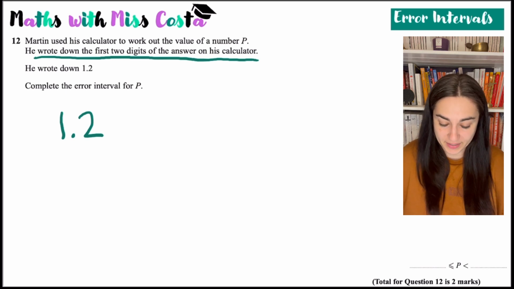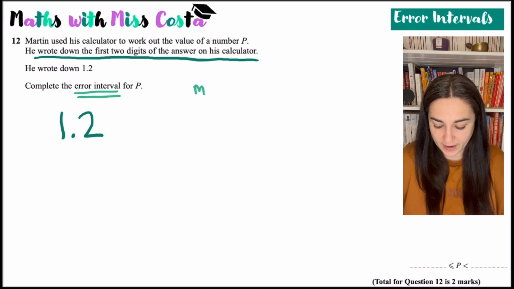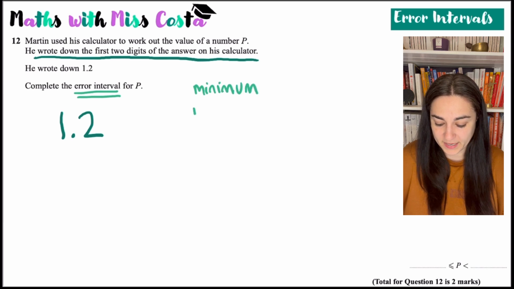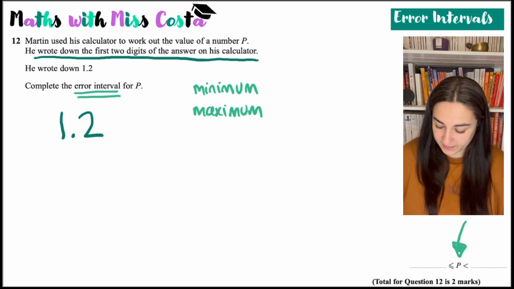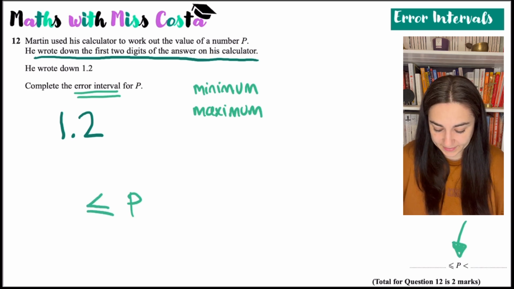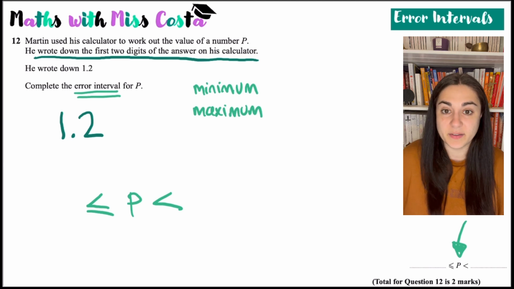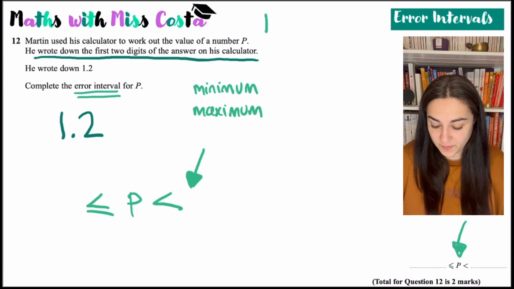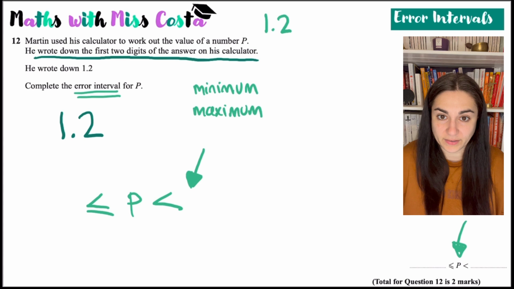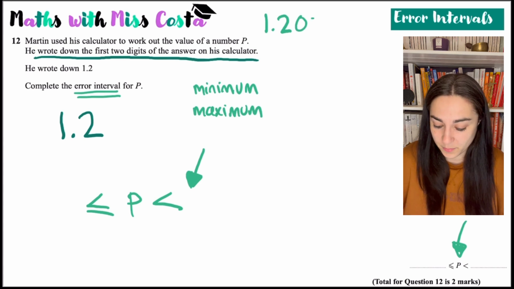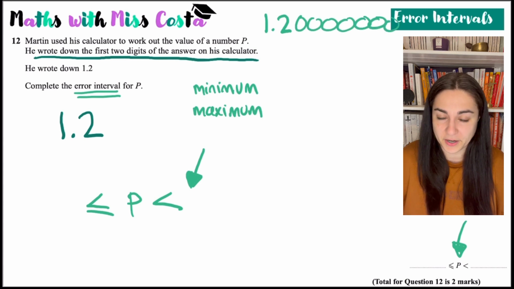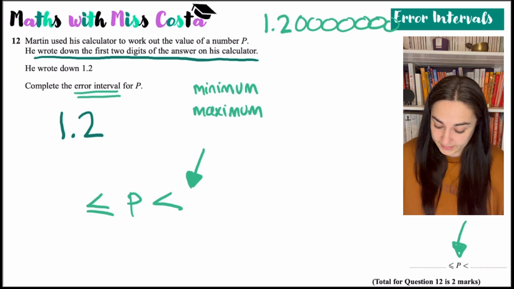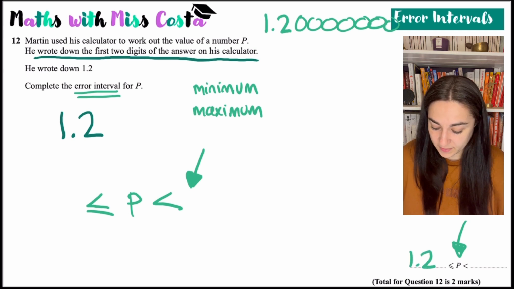And we need to complete an error interval for p, which means we need to figure out the minimum possible value that it could have been and the maximum possible value that it could have been. Now, if we look at the error interval, it's given in the form something is less than or equal to p, which is less than the greatest value. But let's have a think. If on the calculator you saw the digits 1.2, the smallest possible values that could come after it would be 0.0000000. That's the smallest value that it could be. So 1.2 would be the minimum value.